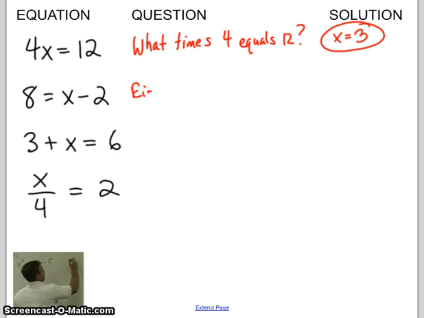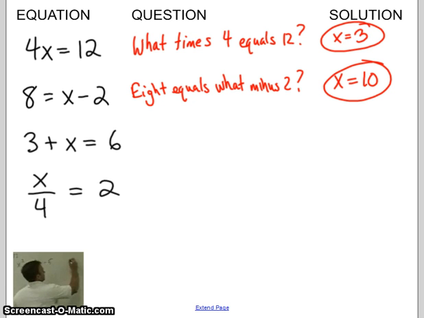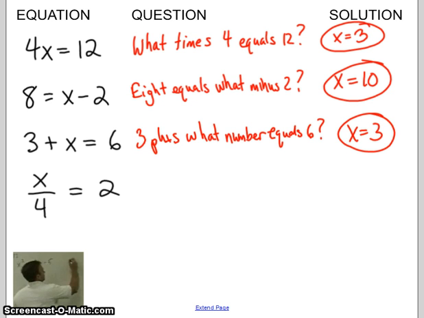8 equals what minus 2? Well, what minus 2 equals 8? Well, that's 10. 10 minus 2 equals 8. 3 plus what number equals 6? Well, 3. 3 plus 3 equals 6.